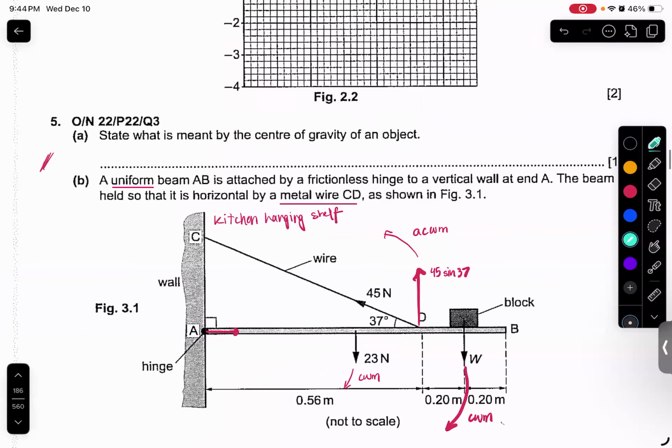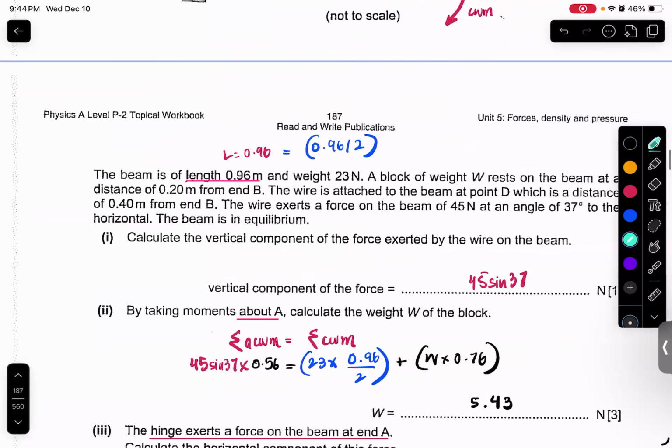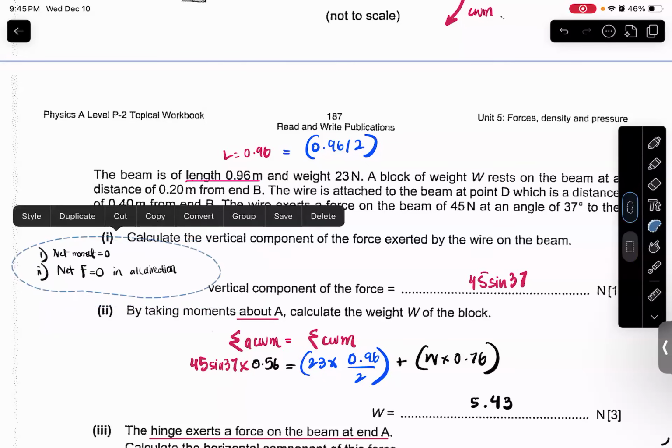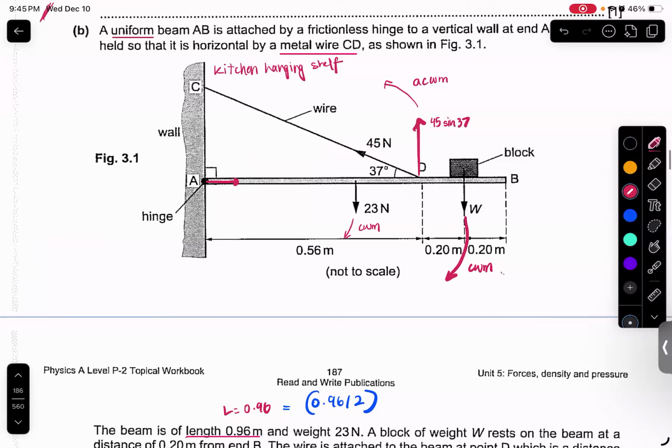Because we knew that this entire object is in equilibrium. We know that the clockwise moment, or net moment, is zero. But we knew another thing as well. We knew that net forces are zero in all directions, right? Okay, so that means the resultant force is zero no matter which direction you choose.